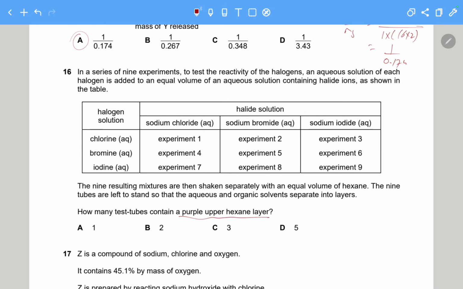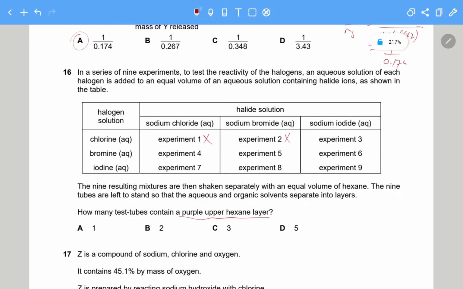So purple is the color of iodine, which means iodine is released into the hexane layer, and we need to see in which experiment does that happen. So let's look at each one. Experiment 1, you add chlorine to sodium chloride, no iodine involved here, so this can get cancelled. Sodium bromide, we add chlorine again, no iodine involved here, so cancel this. Experiment 3, chlorine is added to sodium iodide. Now remember, a more reactive halogen will displace a less reactive halogen from its salt solution. So this will form sodium chloride and iodine is being formed. So you will see a purple upper layer of hexane.